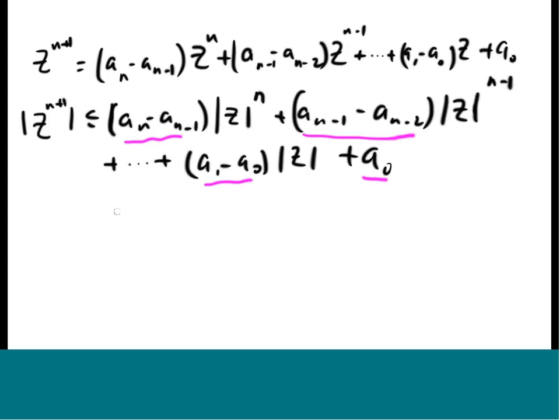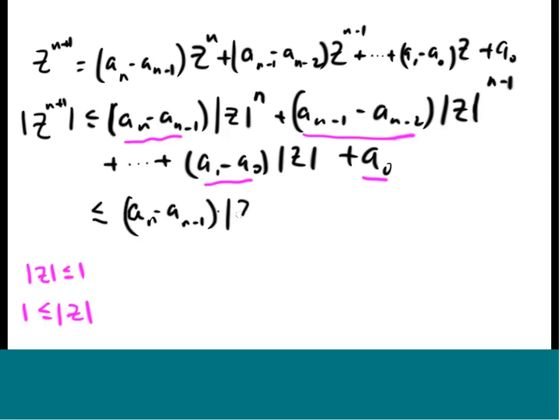So that equals, because of what? Remember the condition, |z| is greater than 1, which means 1 is less than |z|. Right? So the first term is going to be less than a_{n-1} times |z|^{n+1}.